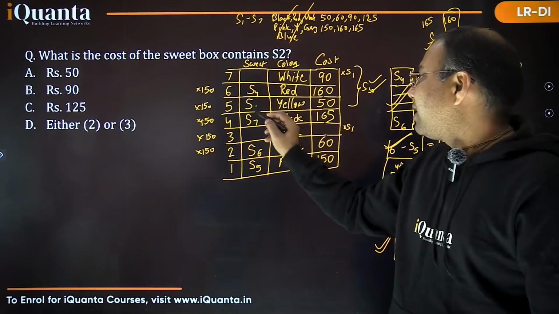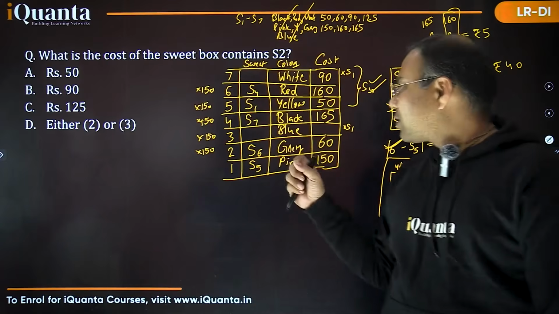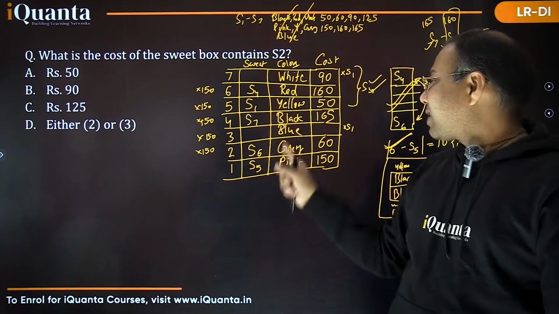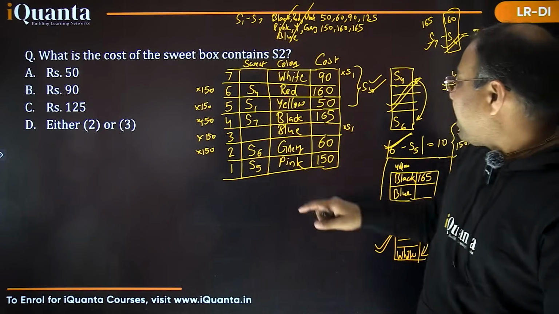Now we are left with two boxes. Which are they? S1 is there, S2 is remaining, and S3 is remaining. S4, S5, S6, S7 are there. So S2 and S3, two types of suites, are remaining, and we have these two places.